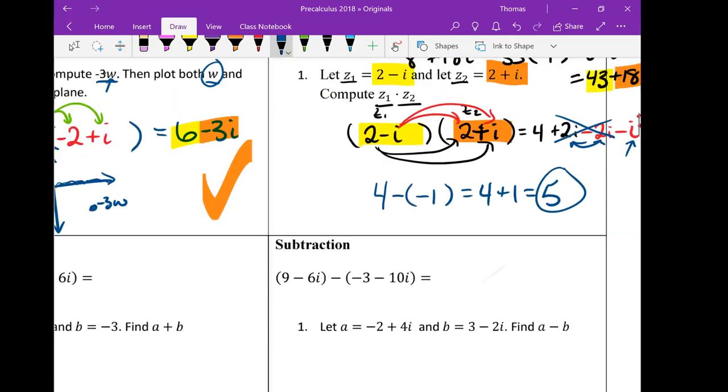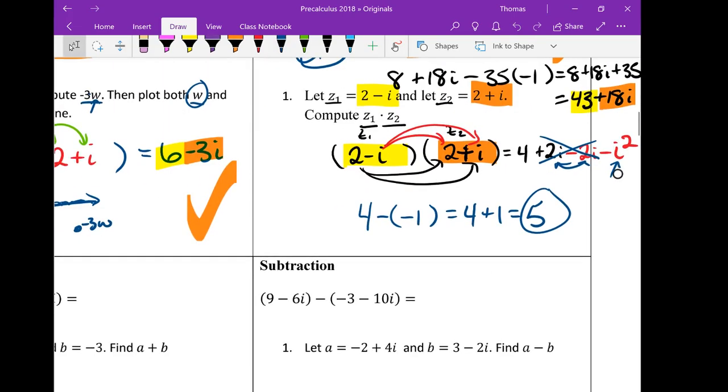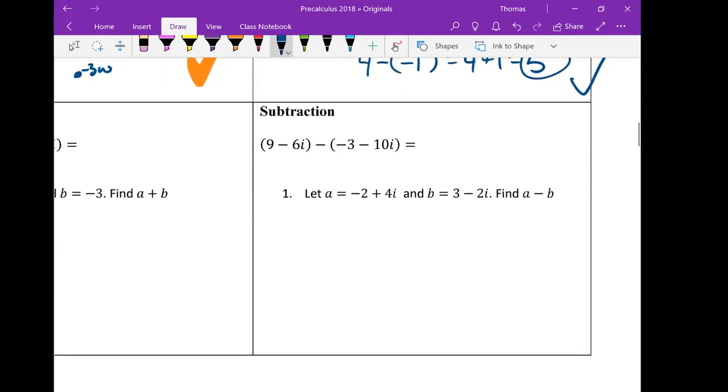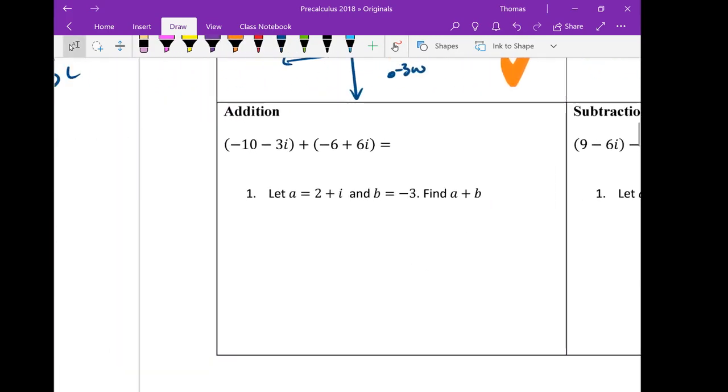The process is still the same. All right? Scalar multiplication, complex multiplication, good to go. Let's move on to addition and subtraction. These are still similar skills to what we've seen before with binomials in algebra class. I like to just group our like terms.